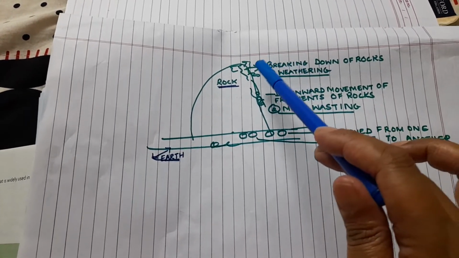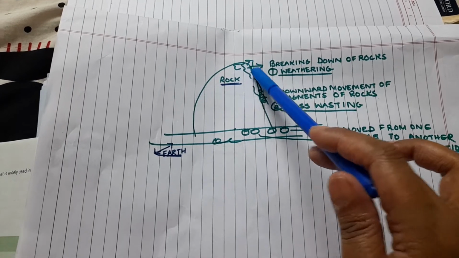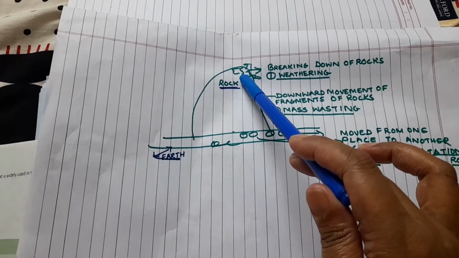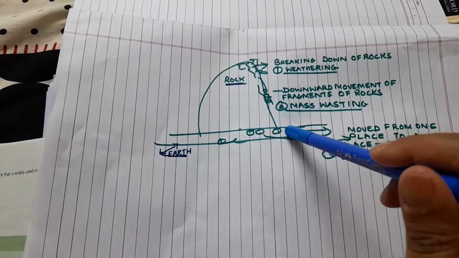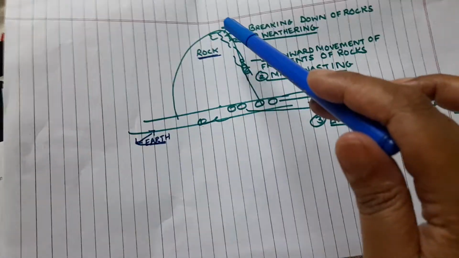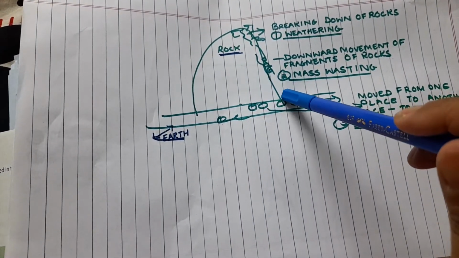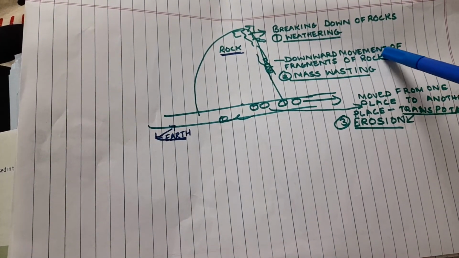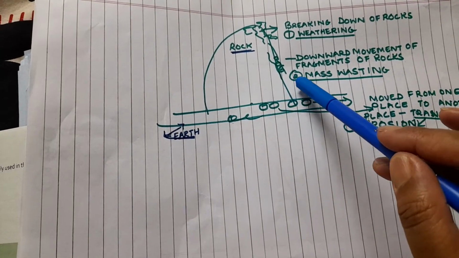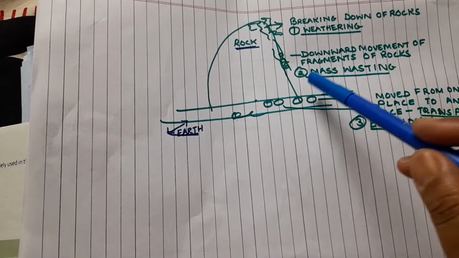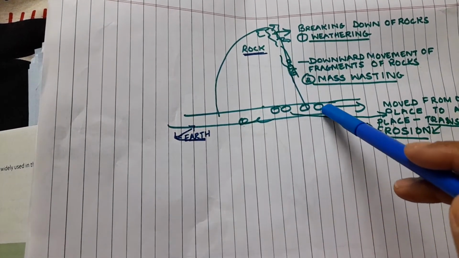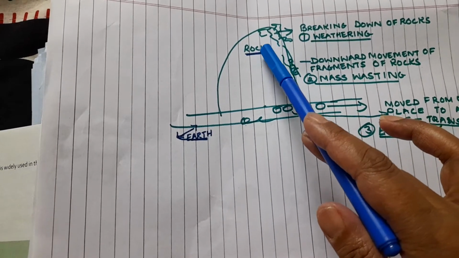Now, the next, what happens from this big rock or this big mountain or hill or whatever you call it? When the rocks break down, they automatically start falling down, because if they break on the top, then they start rolling down. Pieces of rock start rolling down. And that is called downward movement of fragments of rock. And that is called mass wasting.